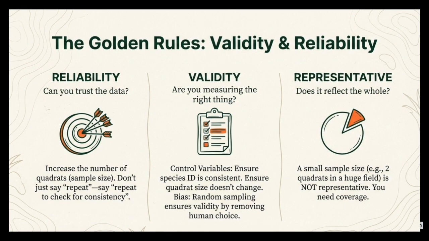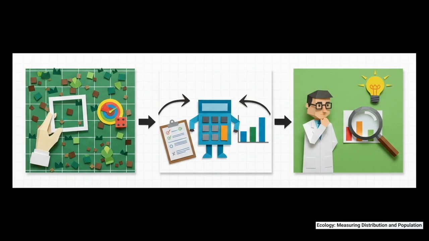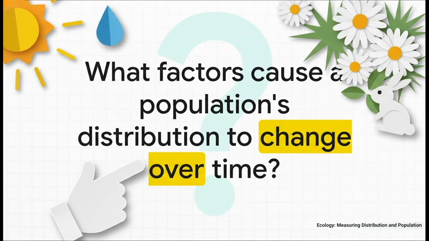And number 3, evaluate. Be ready to suggest how you could improve the investigation, usually by taking more samples, and be prepared to discuss the limitations of the data. Get those 3 things down and you'll be flying. And that's it. That is the power of quadrat sampling. You've now got a really fundamental tool that ecologists use all the time to investigate the world around us.